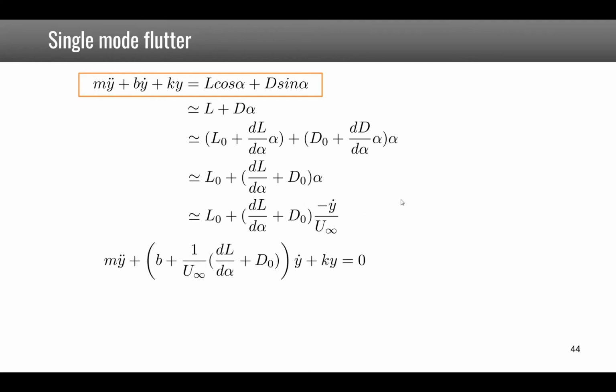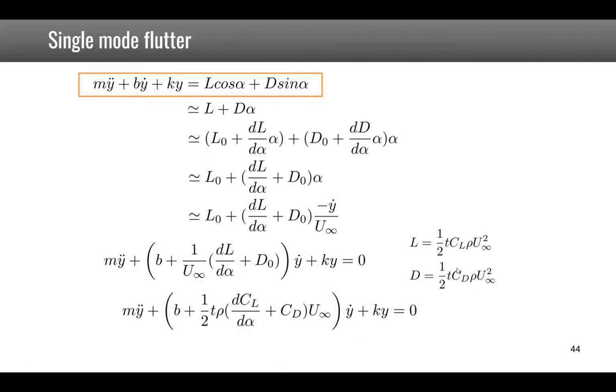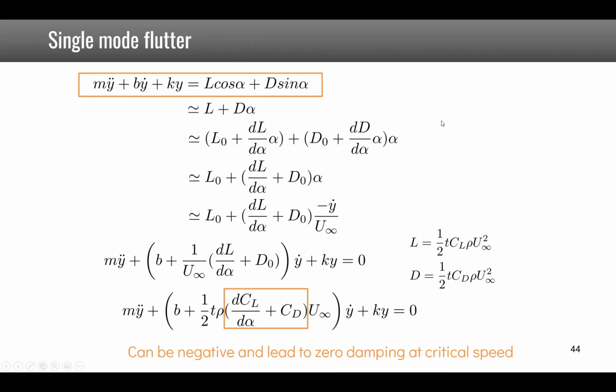By putting everything on the left hand side, this leads us to this equation of motion. Now we consider the fact that the lift and the drag coefficients are given by this function of the flow speed, where we introduce the coefficients of lift and drag. And so by replacing, we see now that the variable damping is a function of the derivative of the lift coefficient with respect to the angle plus the drag coefficient.